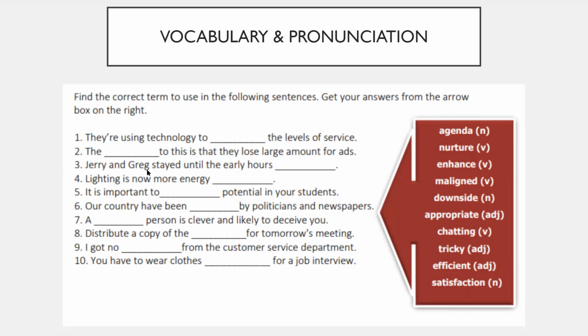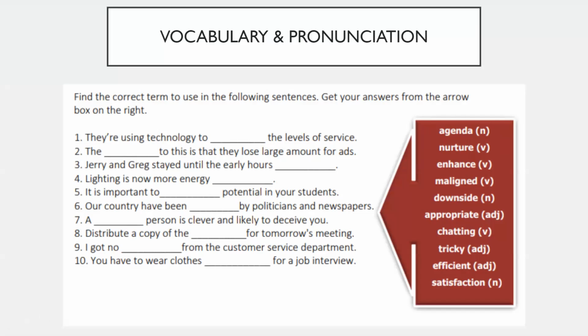Three: Jerry and Greg stayed until the early hours. What are they doing? The early hours. So usually you need ing. So chatting, right? Lighting is now more energy efficient. Great. It is important to blank potential in your students. To another verb. To nurture. Correct. To teach or to develop the potential in the students.